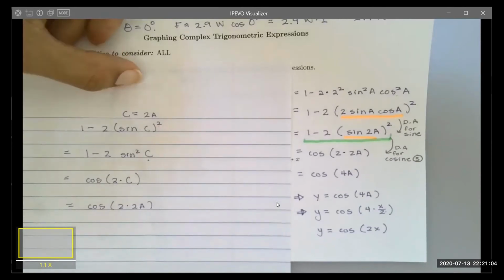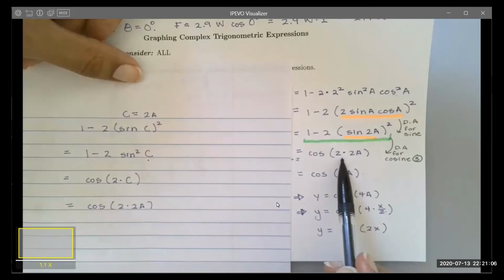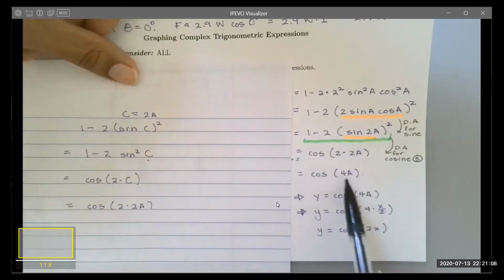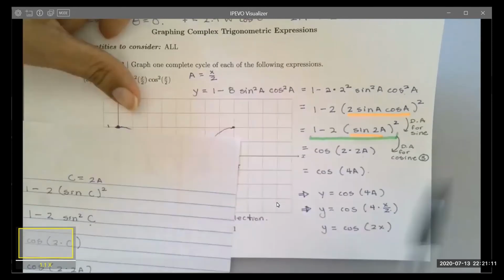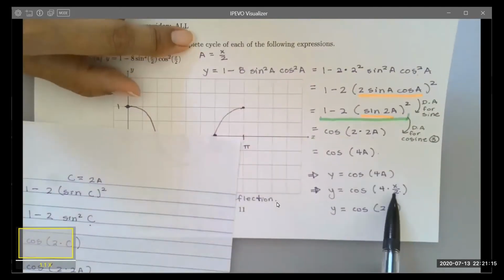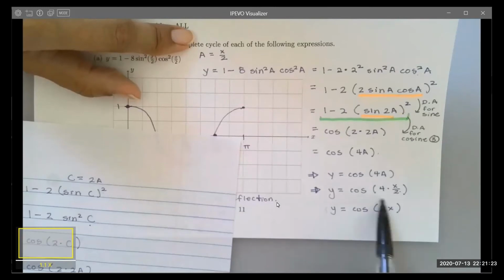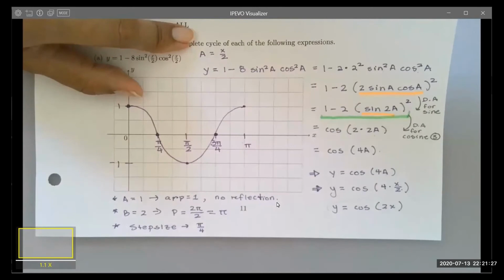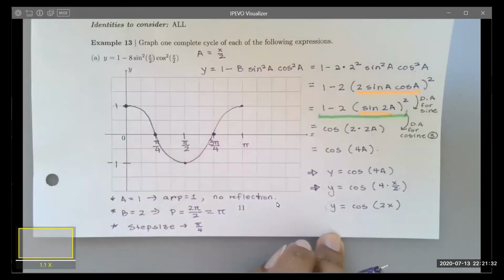All right, then from there we simplified. 2 times 2a gives us cosine of 4a. And then from there we said, well, a was representing this x over 2, so we brought it back in. Take 4 times x, you get 4x divided by 2, you get 2x. So ultimately what we're trying to graph is this y equals cosine of 2x.